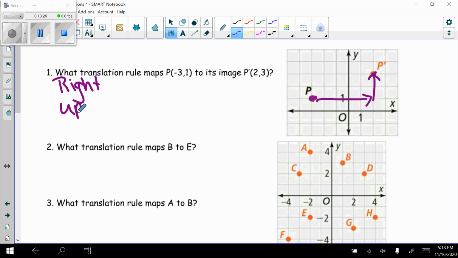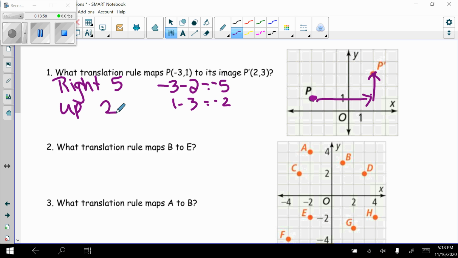I could look at -3 to 2. So to get from a -3 to a 2, -3 minus 2 gets me at -5. So my distance, I went right 5. Or I could count that. 1, 2, 3, 4, 5. Remember that distance is always absolute value, positive, right? And then how far did I go up? From 1 to 3. So 1 minus 3 gets me at -2. The absolute value of that is 2. Then I went up 2.